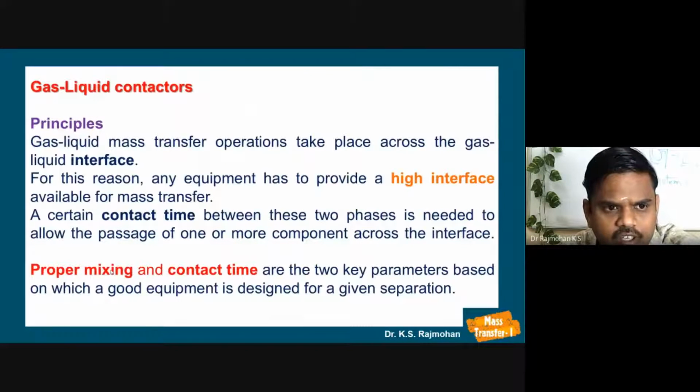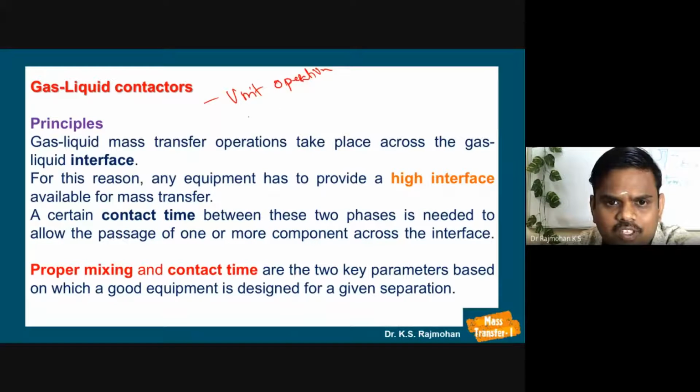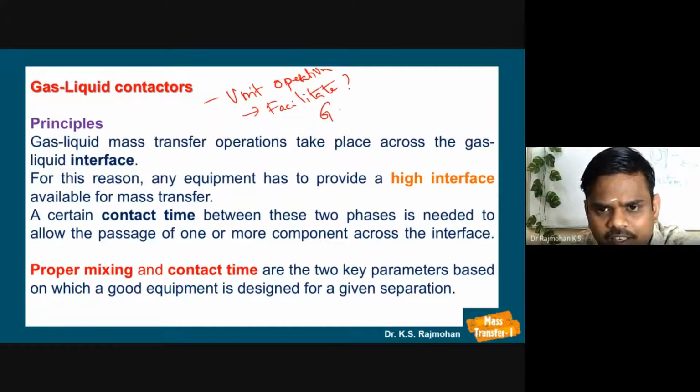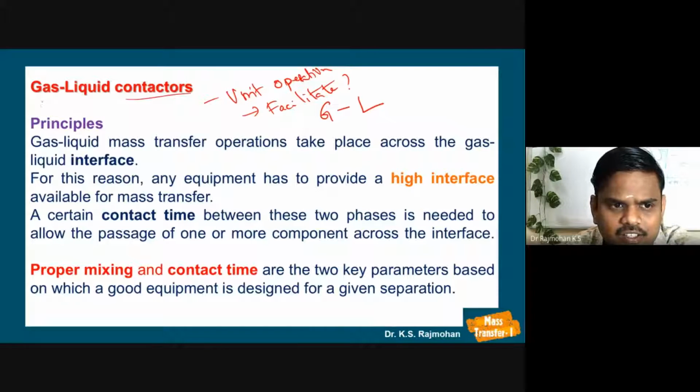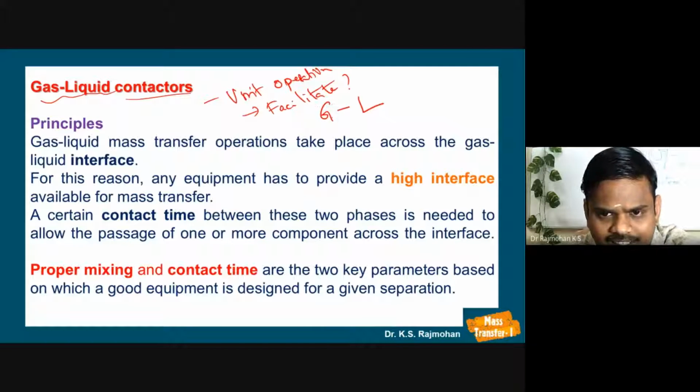So if you look at the gas liquid contactors, what is the objective of this? It is a unit operation, right? So gas liquid contactor is a unit operation, particularly a mass transfer operation. What is the purpose? It is going to facilitate something. What will it facilitate? It will facilitate the interaction between gas and liquid. That's why these contactors are called gas liquid contactors.